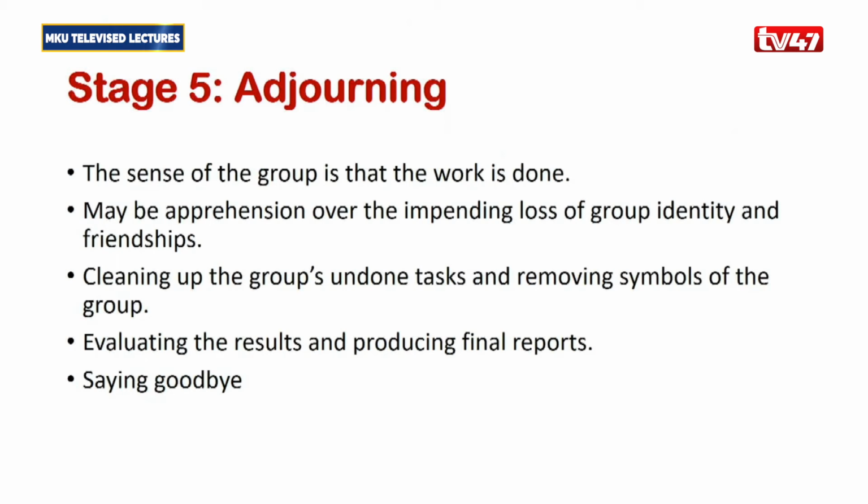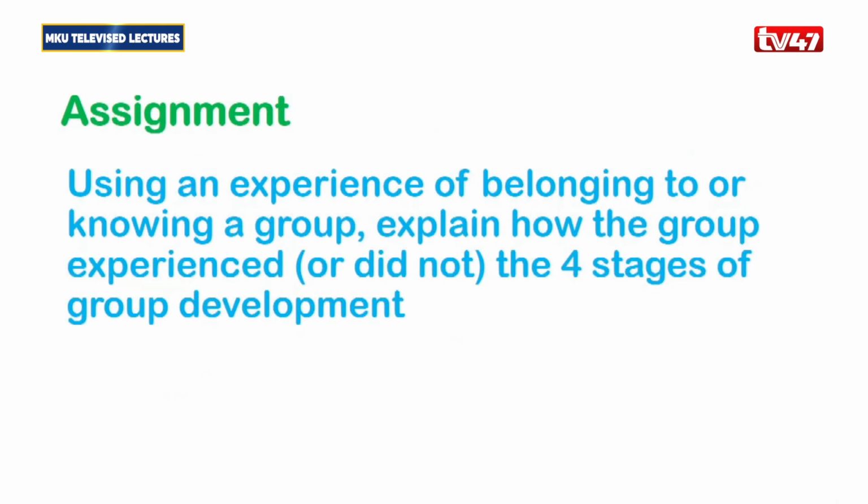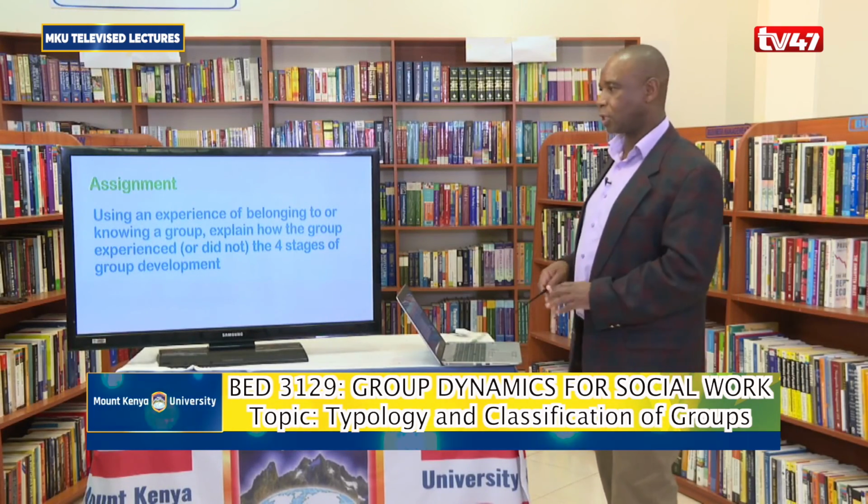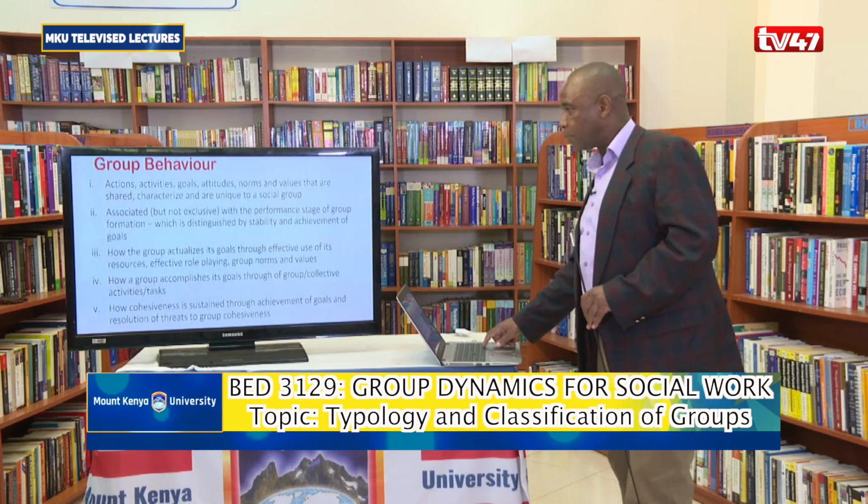Okay? Quick assignment just to cover up that bit of our discussion. Using an experience of belonging to or knowing a group, explain how the group experienced or did not experience the 4 stages of group development. I've excluded the 5th stage. So using an experience of belonging to or knowing a group, if you know of any group, explain how the group experienced or did not experience the 4 stages of a group. So we want to see a very specific example of how this happened.